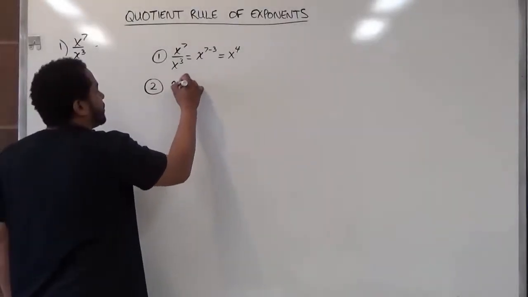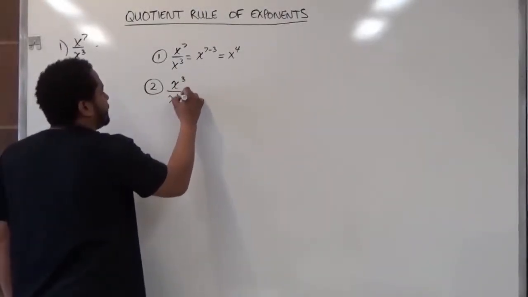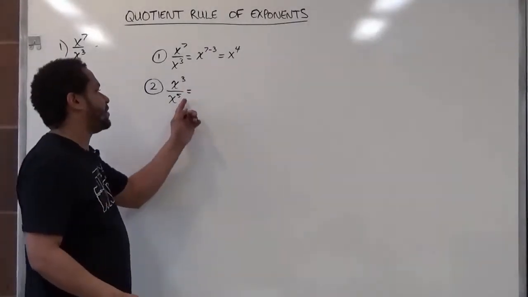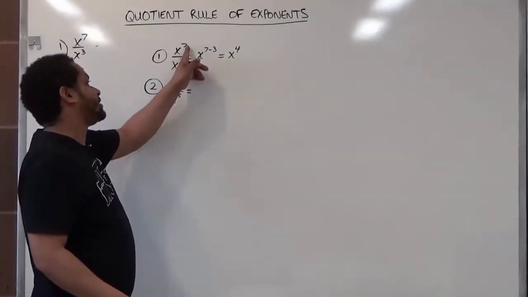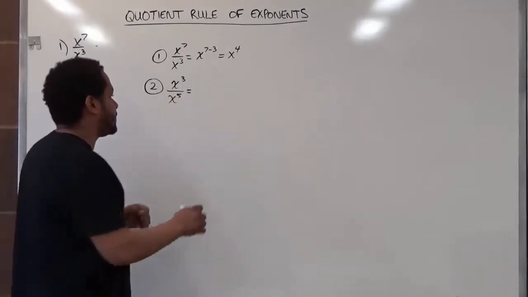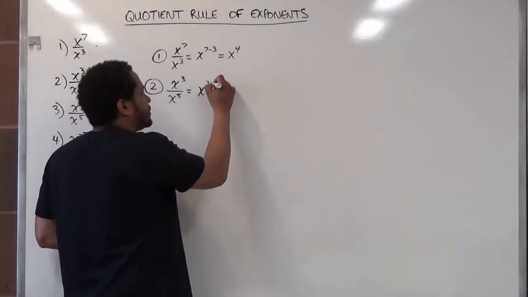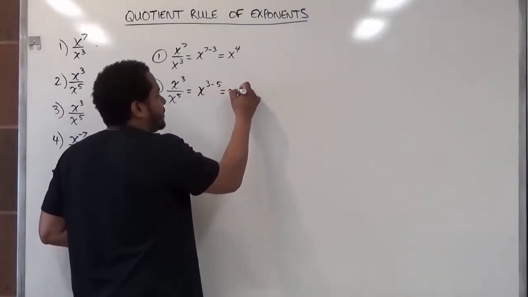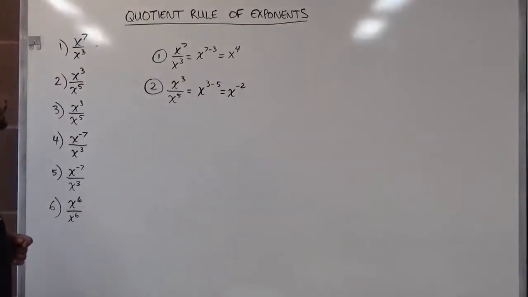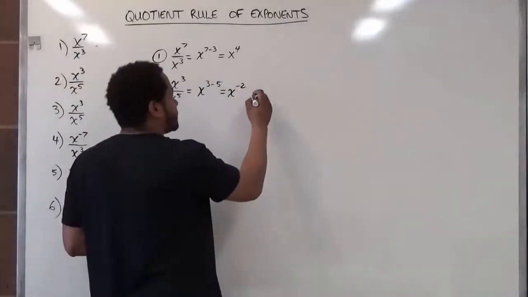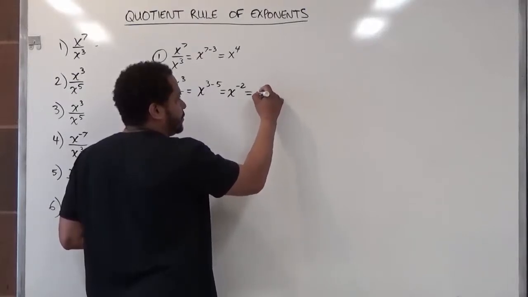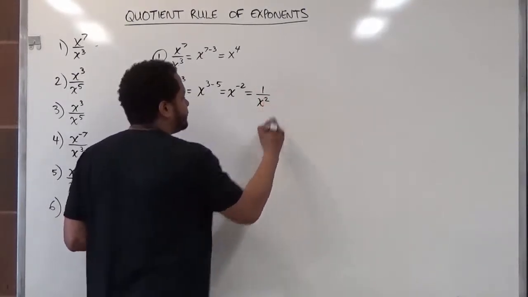Here we have x to the 3rd power divided by x to the 5th power. In this problem, the denominator has a greater power than the numerator. Before, 7 was greater than 3, so the result was positive. But 3 take away 5 gives us a negative, so we get x to the negative 2nd power. Using the negative exponent rule, we reciprocate this, moving it to the denominator with a positive power, so we get 1 over x to the 2nd.